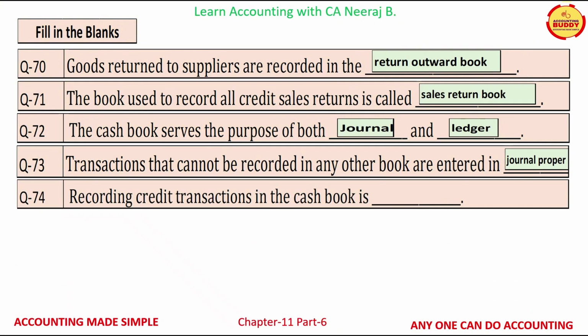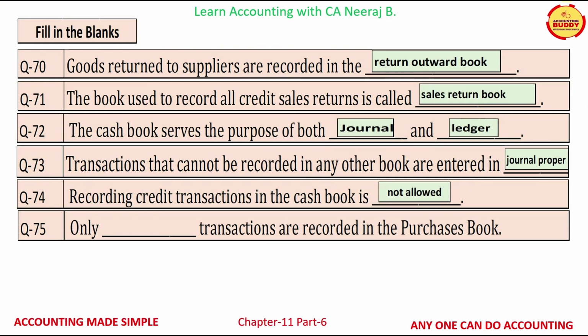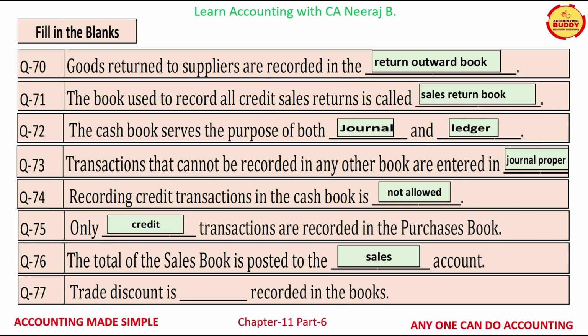Question number 74. Recording credit transactions in the cash book is dash. The correct word is not allowed. Question number 75. Only dash transactions are recorded in the purchases book. The correct answer is credit transactions. Question number 76. The total of sales book is posted to dash account, and the correct answer is sales account. Question number 77. Trade discount is dash recorded in the books. The correct answer is not recorded in the books.